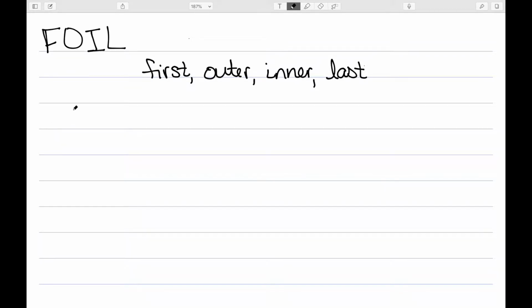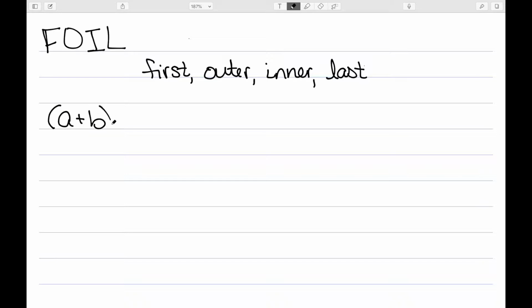Now that we know what polynomials are, as well as how to add and subtract them, let's look at how to multiply them. And most people learn this as this idea of FOIL. This stands for first, outer, inner, last.